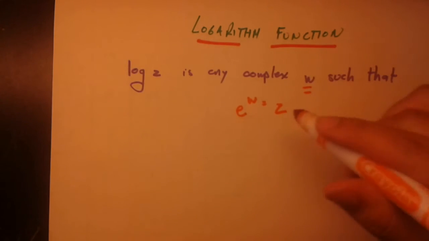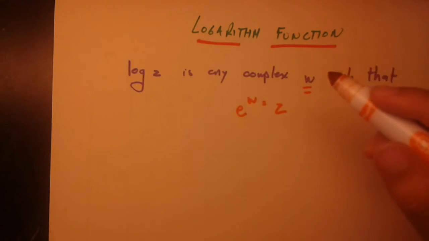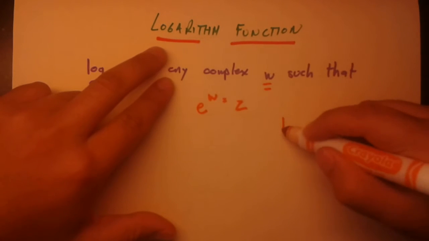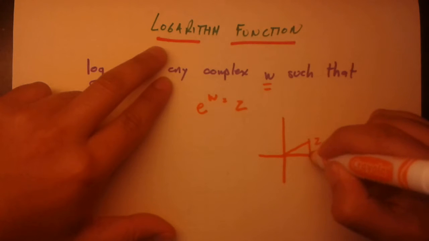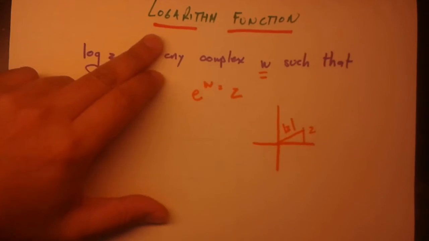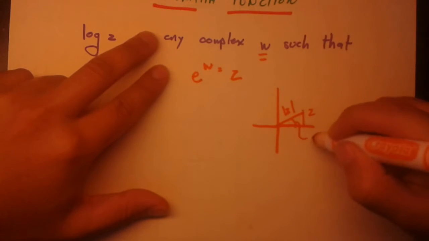So now how to solve this? We went over this in the previous video, but we'll just do a refresher. Let's draw z on a complex plane. So let's say z is here. And as we saw in the previous video, z must have a modulus, called modulus z, and then this angle we'll call theta.